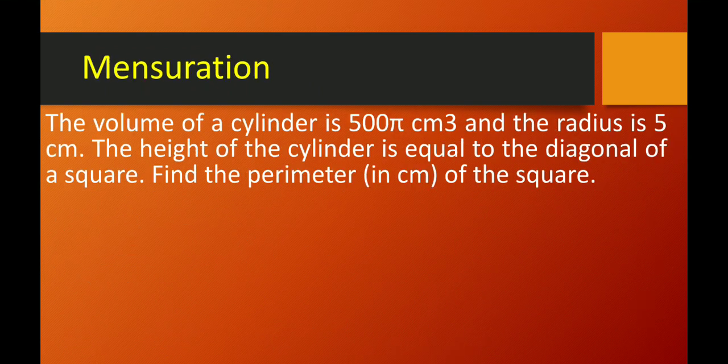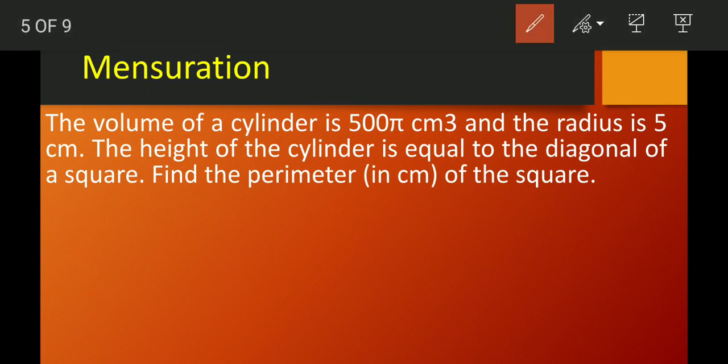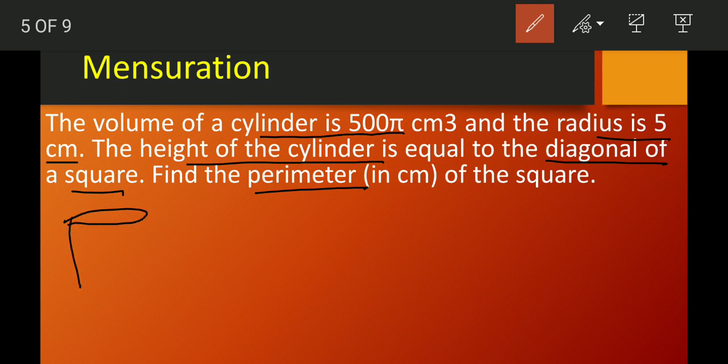Now move on to our next question. This question is based on mensuration. The question says the volume of a cylinder is 500 pi cm cube and the radius is given as 5 cm, and the height of the cylinder is equal to the diagonal of a square, and we have to find the perimeter of that square. Now the diagram for the cylinder is like this. For the base, this is our radius, and height is given as h.